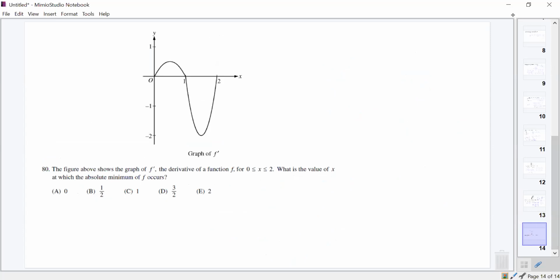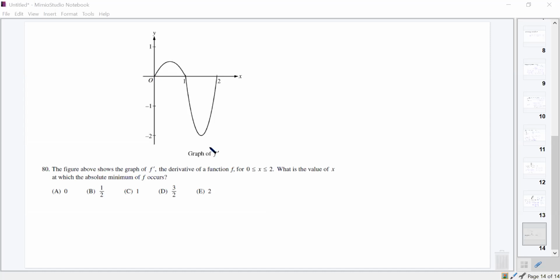All right, one more here. We've got f prime, which is the derivative of f. We want to know the value of x at which the absolute minimum of f occurs. So an absolute minimum can only occur at an endpoint or at a critical value.